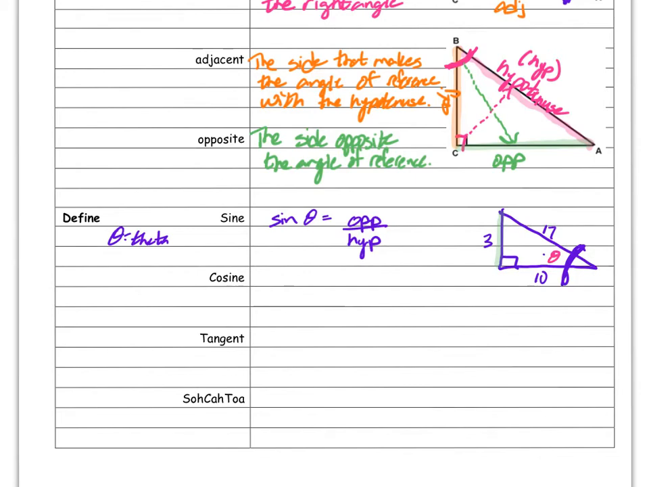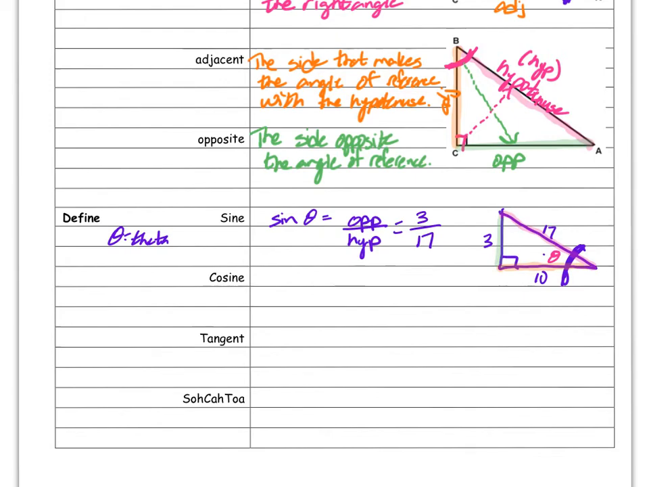I highlighted my side adjacent in, there we go, and my hypotenuse I highlighted in pink. So those are my sides. So opposite is 3. Let's try this again. Opposite is 3 over 17. Done. That's it. That's how hard this is. That's all I'm doing right now.